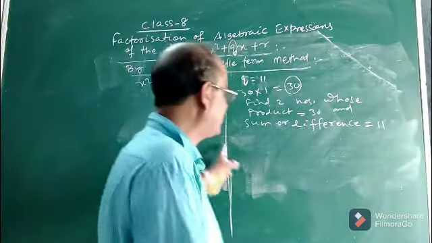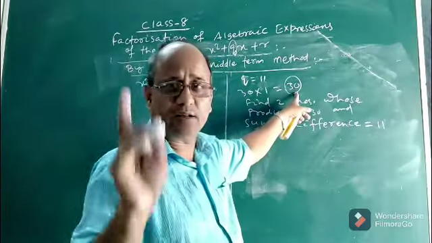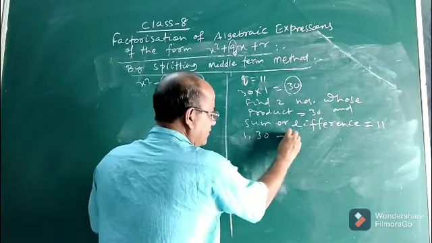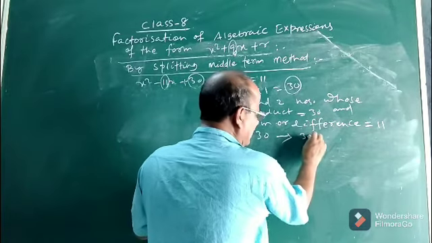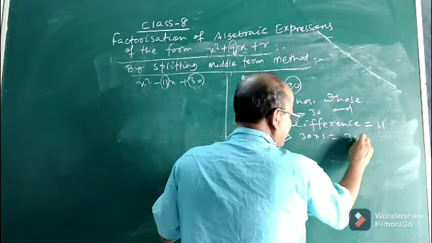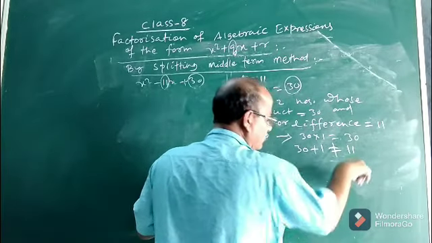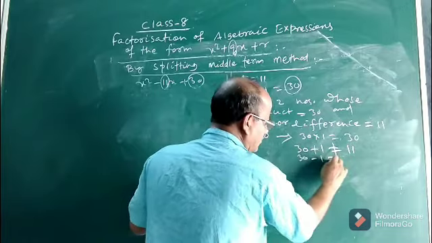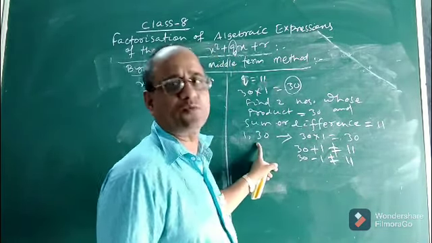So you know the table. Now what is the product here? We got 30. Now we have to find two numbers. Suppose the two numbers are 1 and 30. Clearly 30 into 1 is 30. But 30 plus 1 is not equal to the middle term 11, and 30 minus 1 is also not equal to the middle term 11. So we cannot take the two numbers as 1 and 30.